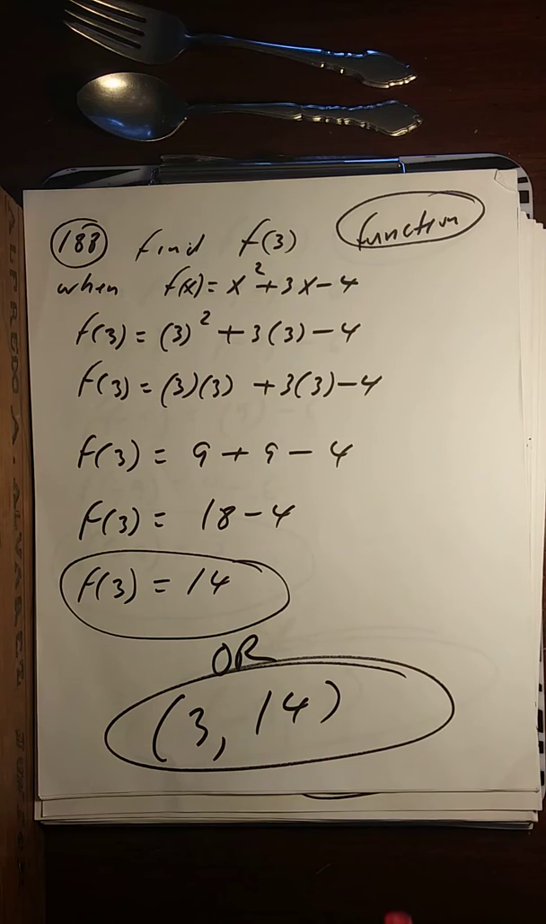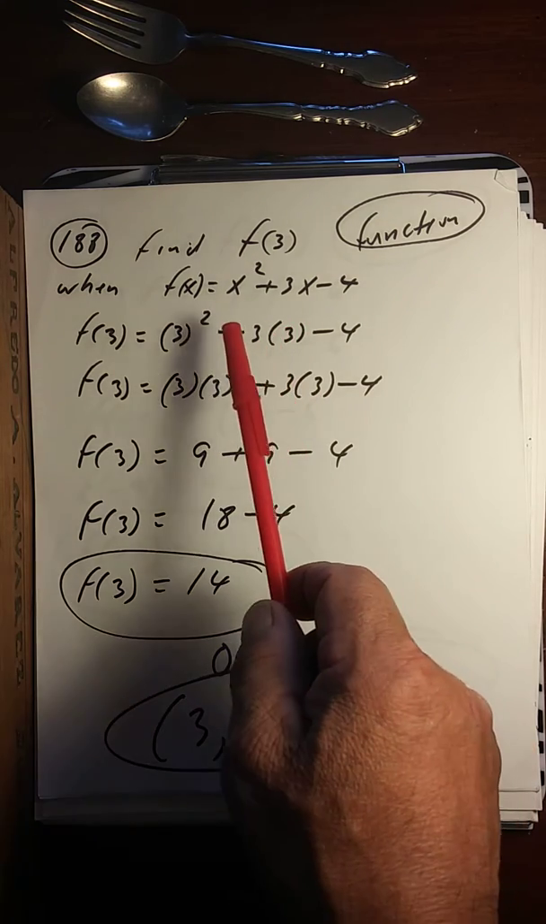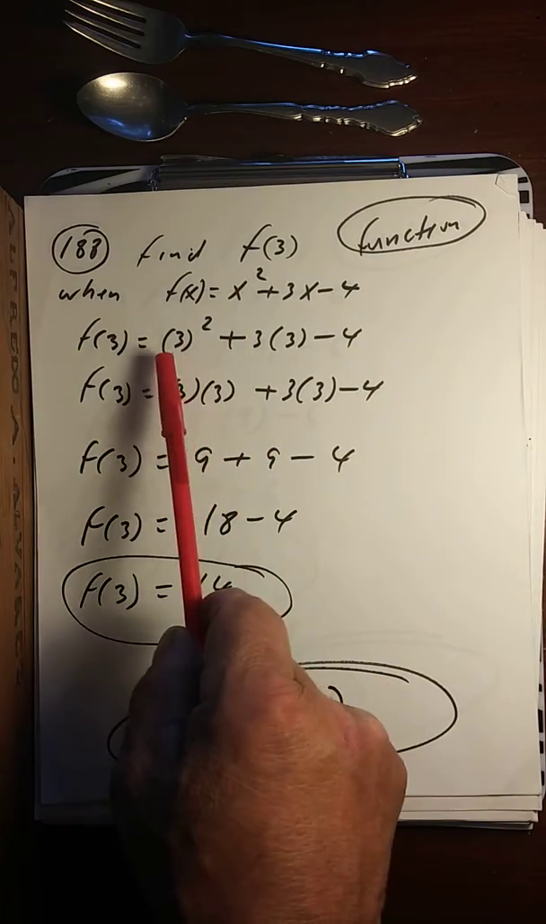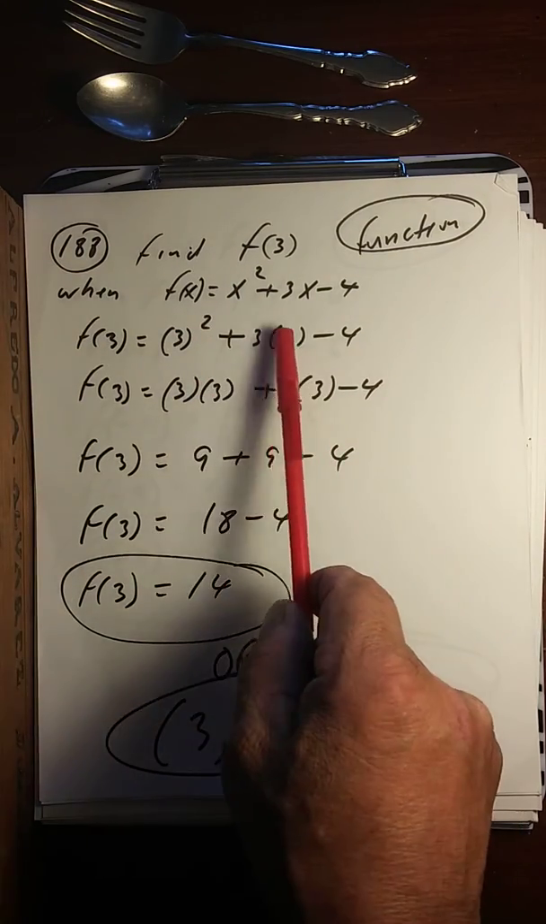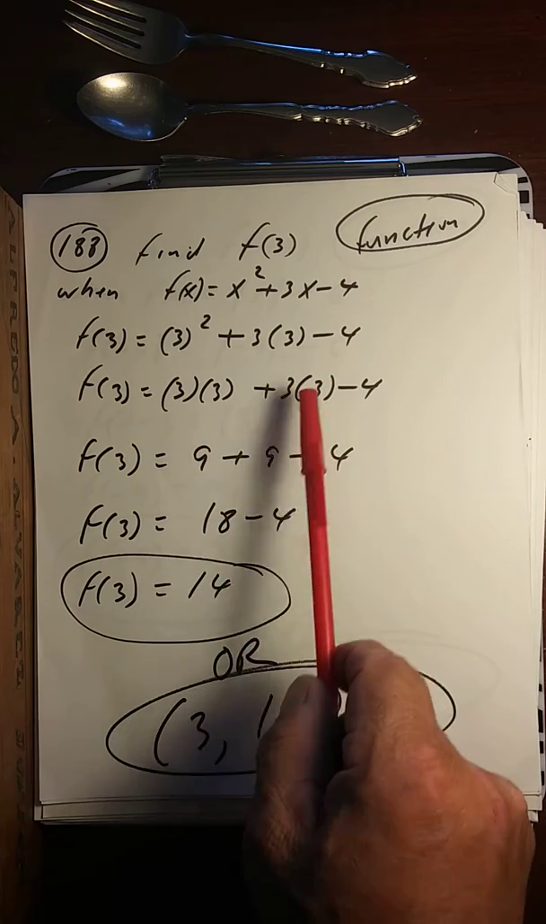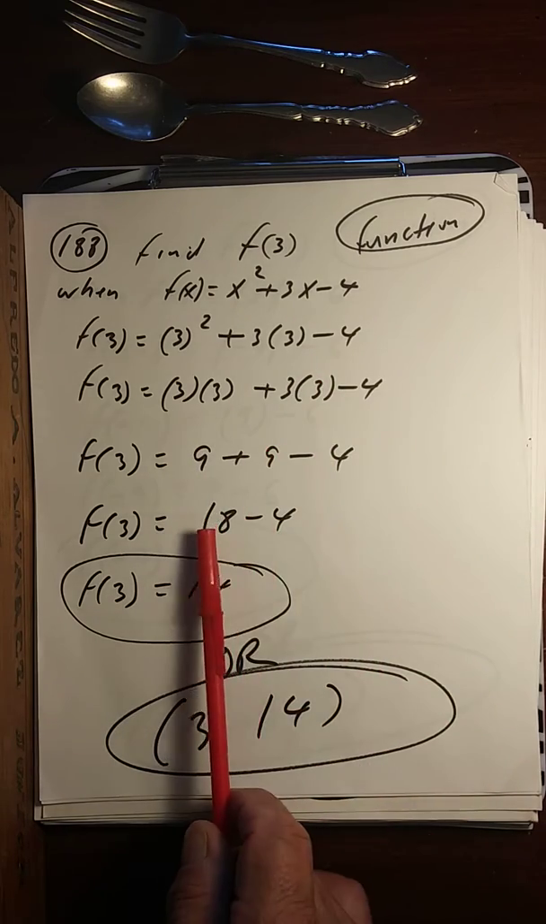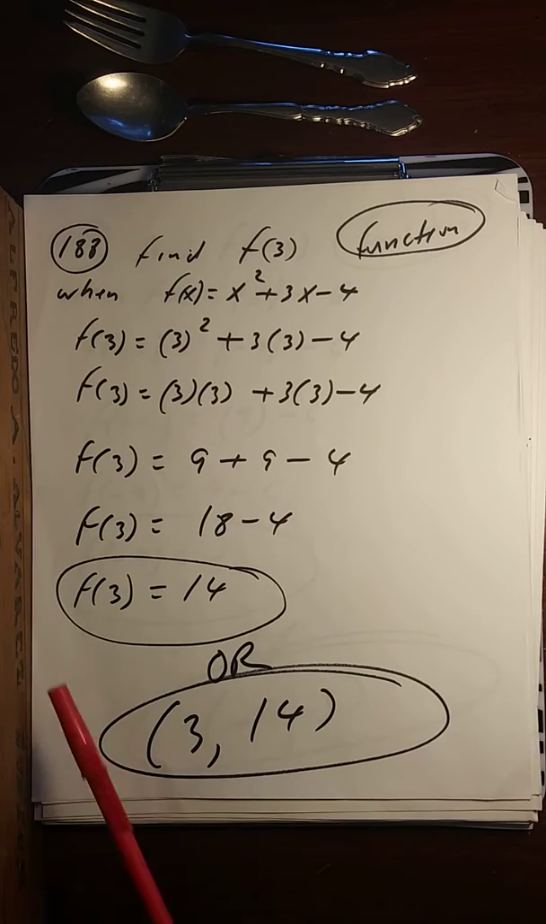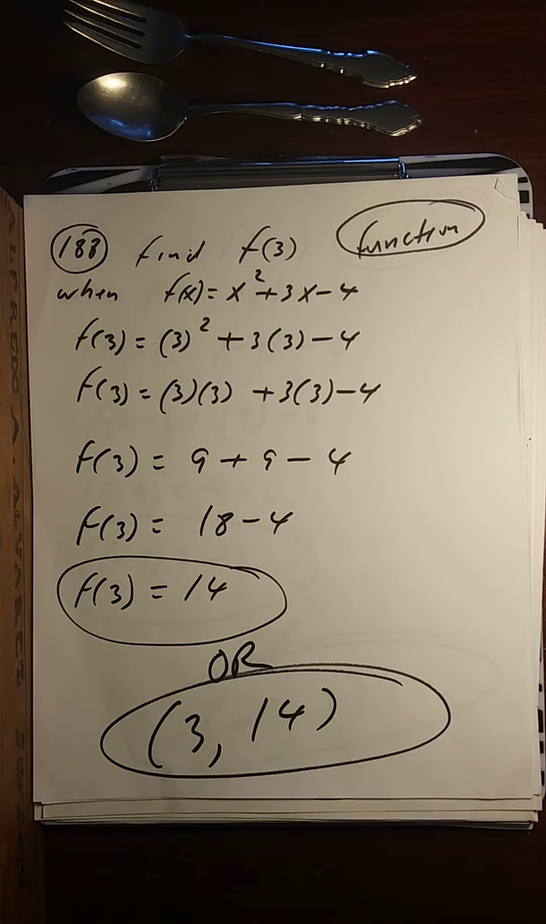Find f of 3 in this function. Well, that means you're going to put 3 in there, 3 in there, 3 in there for all the x's. So 3 squared means 3 times 3. And that's 3 times 3. 3 times 3 is 9, and 9. And that 9 and 9 is 18, minus 4 is 14. Or 3 comma what? 14. F of 3 is 14. Or 3 comma 14.